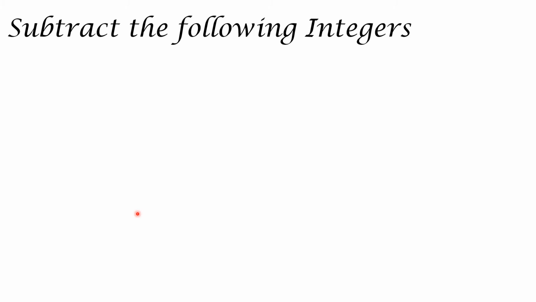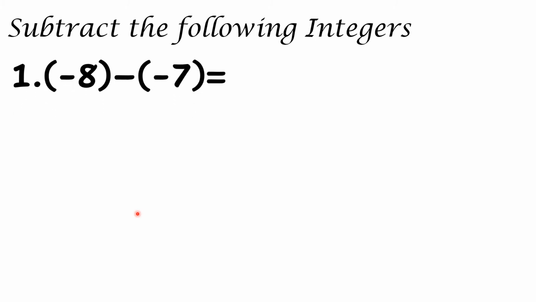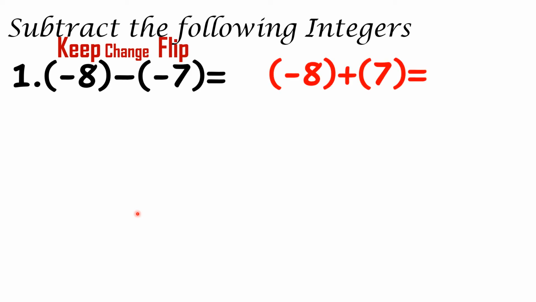Subtract the following integers. So, number 1, negative 8 minus negative 7. So, the rule in subtracting integers is, number 1 is to keep. So, keep negative 8. So, next is change. So, change minus to addition or change subtraction to addition. Then, third is flip. So, from negative 7, magiging siyang positive 7. Okay, so, keep negative 8, change subtraction to addition, then flip negative 7 to positive 7.